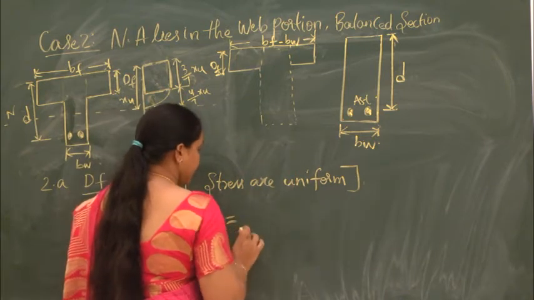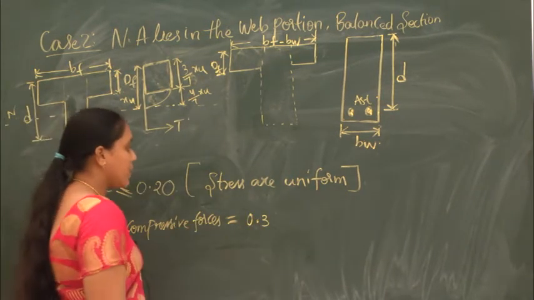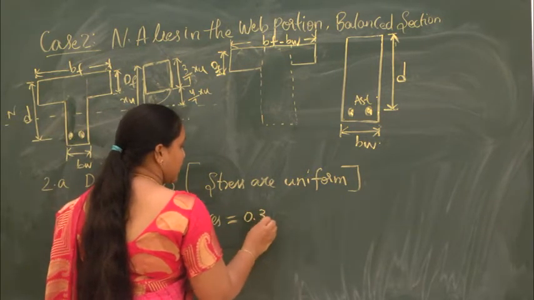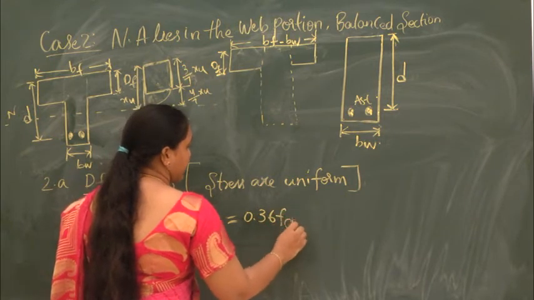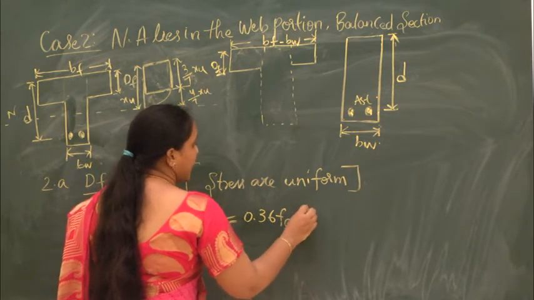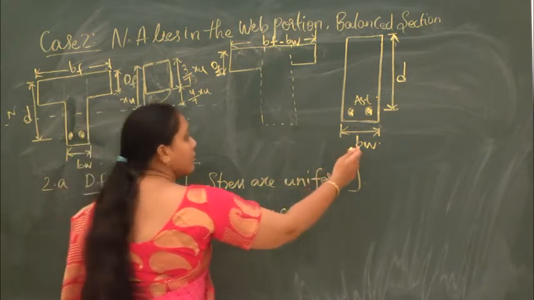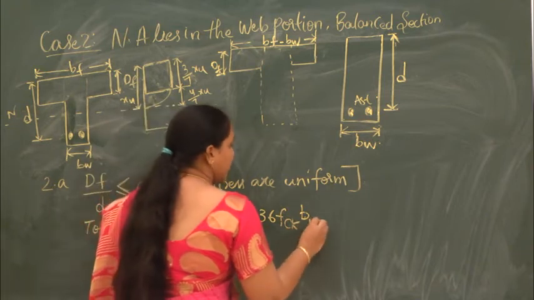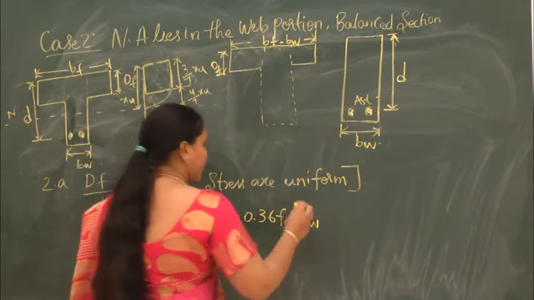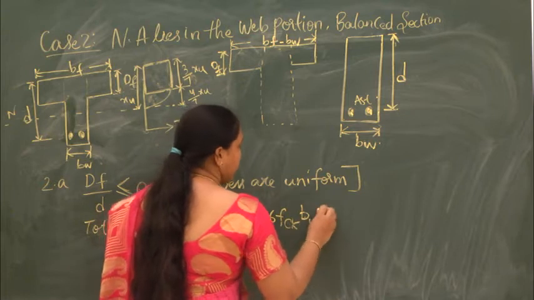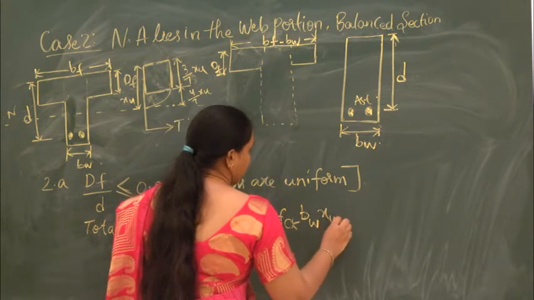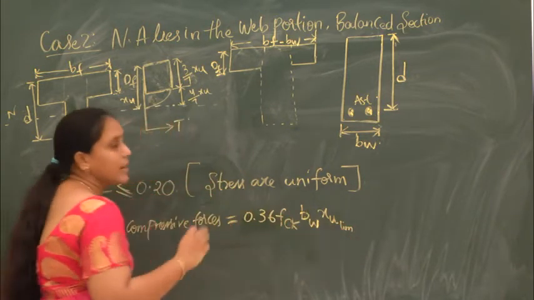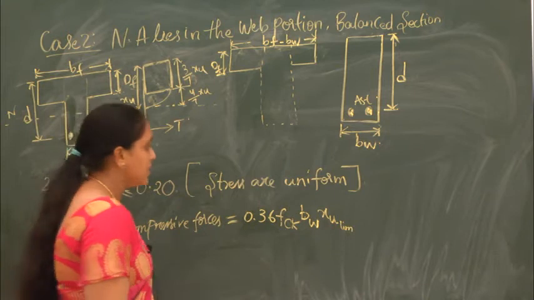So the total compressive force is equal to 0.36 FCK B. Here what is B? B is the breadth of the web. So I have to substitute BW in place of B. 0.36 FCK BW into XU limit, because here we are considering a balanced section.